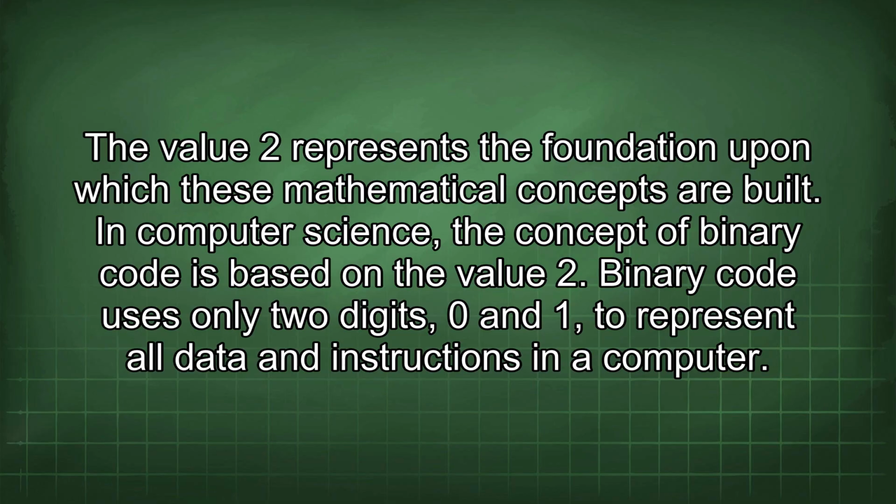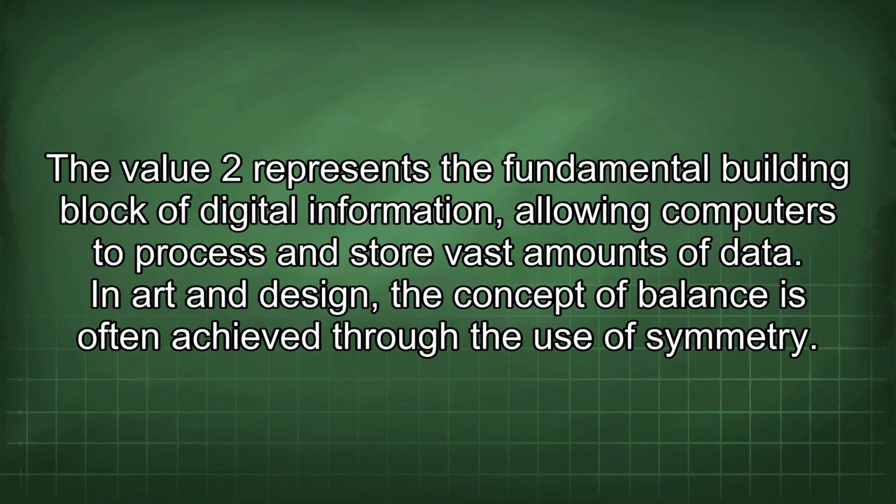In computer science, the concept of binary code is based on the value 2. Binary code uses only two digits, 0 and 1, to represent all data and instructions in a computer. The value 2 represents the fundamental building block of digital information, allowing computers to process and store vast amounts of data. In art and design, the concept of balance is often achieved through the use of symmetry.